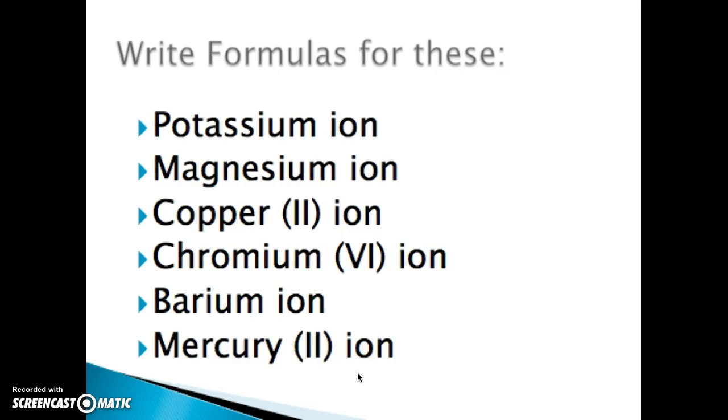So if they give you the name of the ion, you're just going to put the symbol and the charge. So K+1 for potassium +1, because you would just go look up what the charge is in the reference table. The next one is the magnesium ion, so Mg+2, because magnesium only has one possible option. We're putting a charge because remember ions have a charge. Copper, Roman numeral 2 ion, means that we're talking about copper +2. Chromium VI ion, so VI is 6, so it'll be Cr+6. Barium ion, Ba is +2. Mercury 2 ion would be mercury +2.